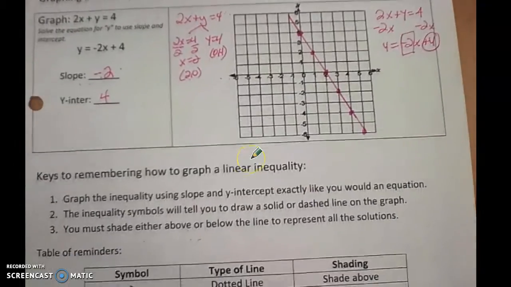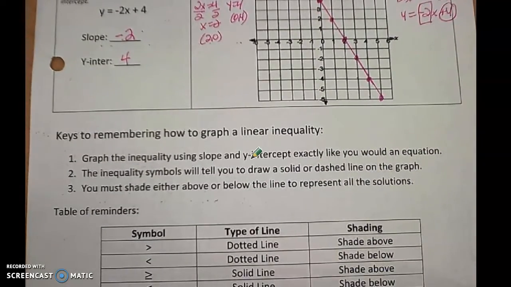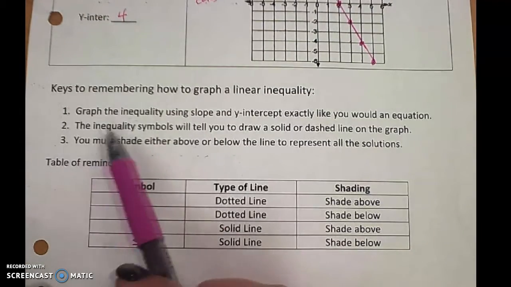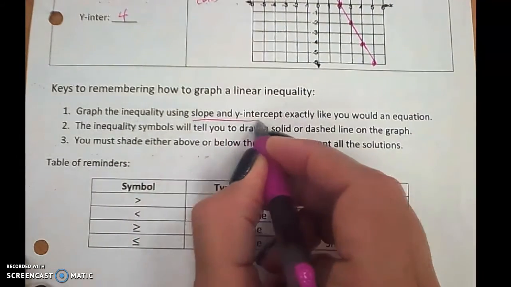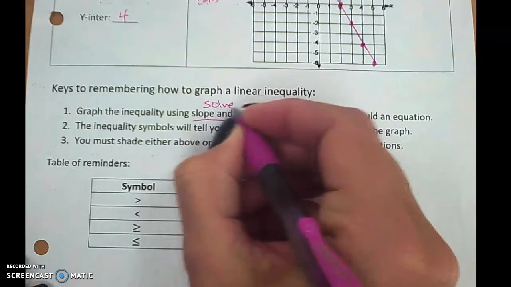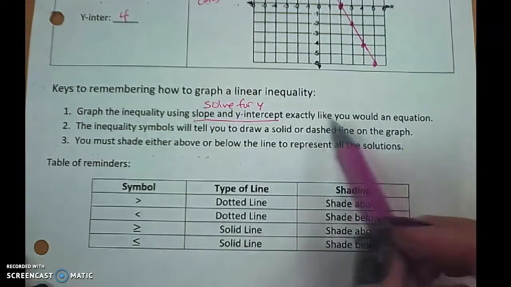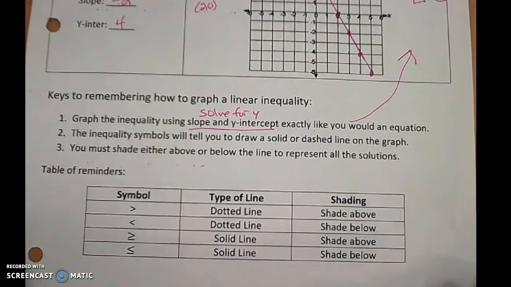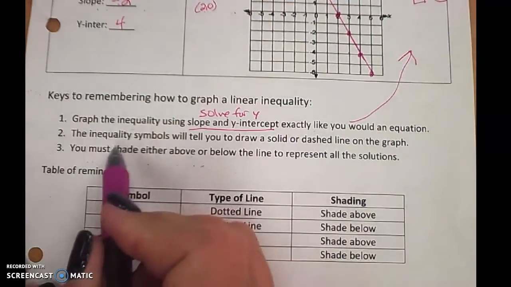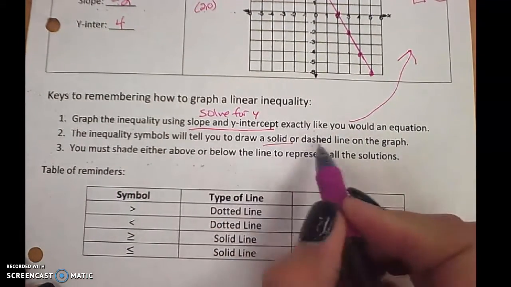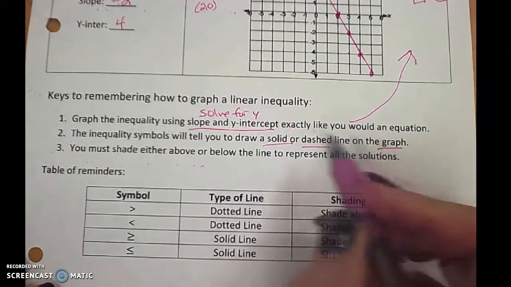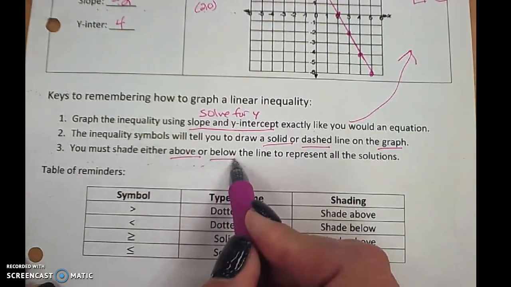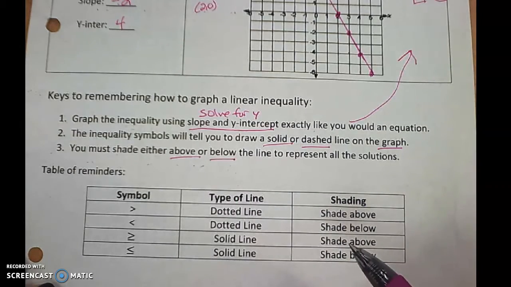So here are some keys to remember when you graph a linear inequality. One, you're going to graph the inequality using slope and y-intercept, so you're solving for y first, exactly like you would do an equation, just like what we just did. The inequality symbols will tell you to draw a solid or a dashed line on the graph. And you must shade either above or below the line to represent the solution.